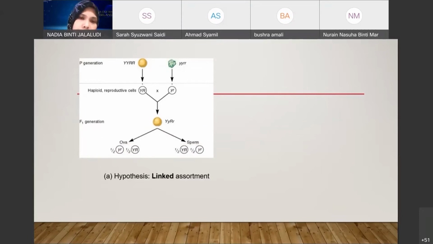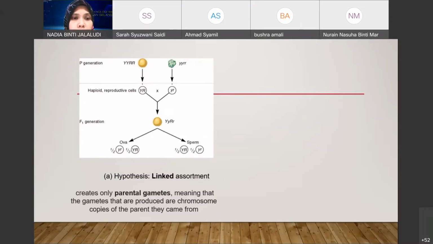And for the linked assortment ni, the theory is that the gamete akan jadi, dia ikut the parent, so half Y kecil R kecil, half lagi Y besar R besar, sama juga. Yang sperm pun dia ikut parent, Y besar R besar dengan Y kecil R kecil. Ni hypothesis for linked assortment. So it creates only parental gametes, meaning that the gametes that are produced are chromosome copies of the parent they came from. And then there's another hypothesis, which is the independent assortment.